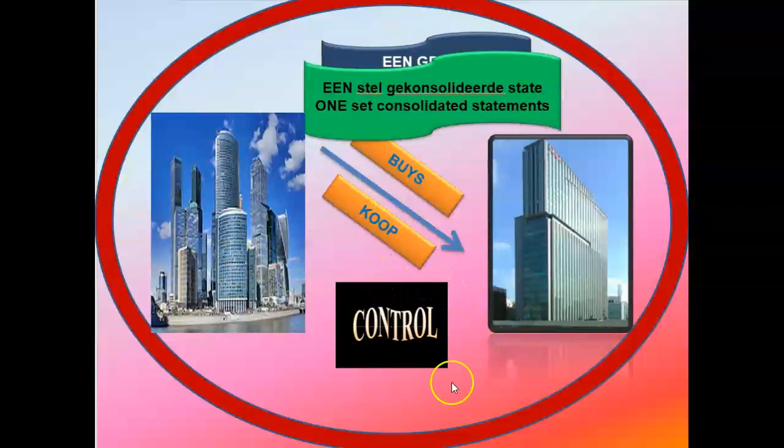Now, you can see that there's one crucial word in this whole exercise, and that is the word control. One company must be able to control another company before a group structure can come into existence and before we are going to compile consolidated financial statements.